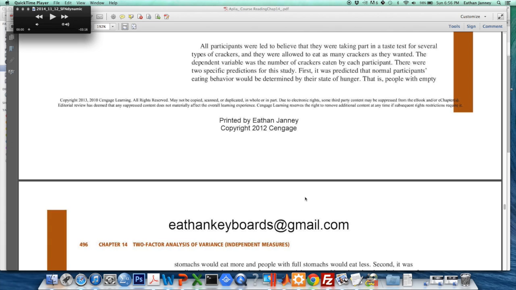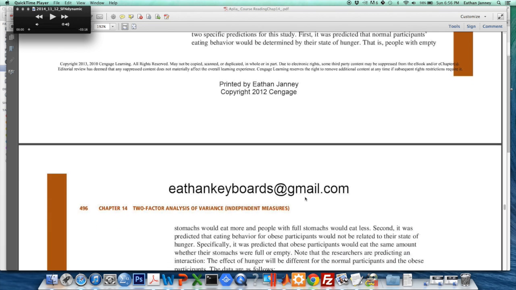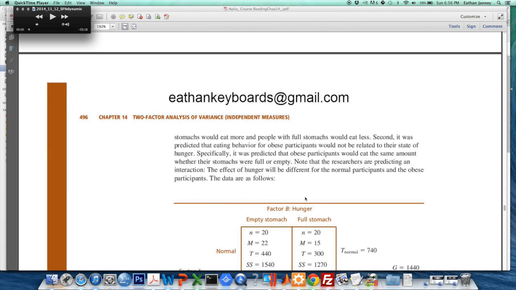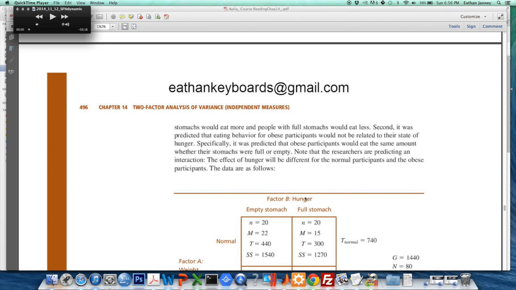First, it was predicted that normal participants' eating behavior would be determined by their state of hunger. That is, people with empty stomachs would eat more, and people with full stomachs would eat less. Second, it was predicted that eating behavior for obese participants would not be related to their state of hunger. Specifically, it was predicted that obese participants would eat the same amount whether their stomachs were full or empty. Note that the researchers are predicting an interaction. This means the effect of hunger will be different for the normal participants and the obese participants.